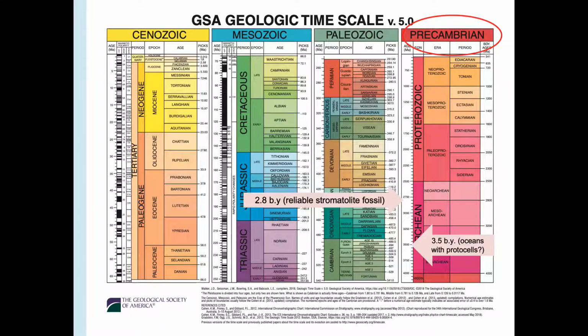As the oxygen released by cyanobacteria began to accumulate in the atmosphere, aerobic cells thrived. And by the end of the Precambrian, bacteria, archaea, and eukaryotes lived in the oceans.